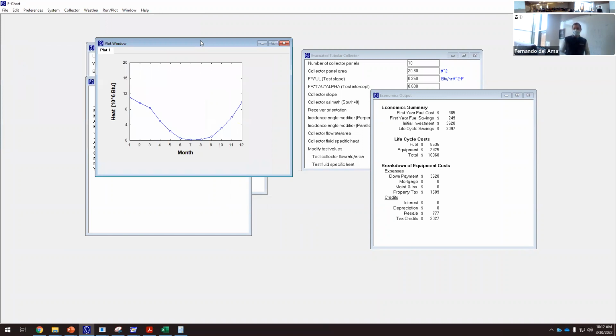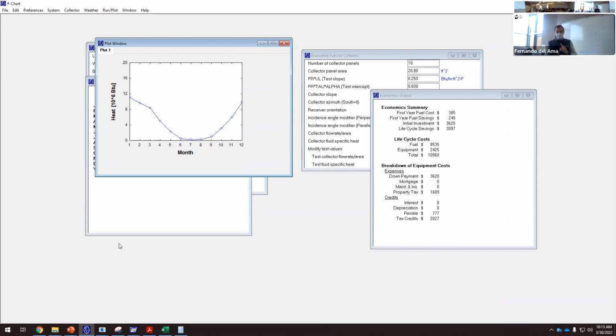Okay, this is the heating load. It makes sense because January is the highest, and then in June, July, August, we don't have any heating load. Makes sense, okay? What is this value? Let's check this. You see that here we have a scale from 0 to 20. So this is around 12, 11 point something, 12, okay?